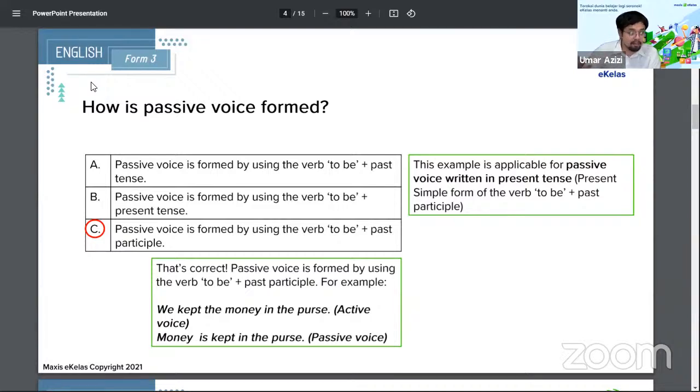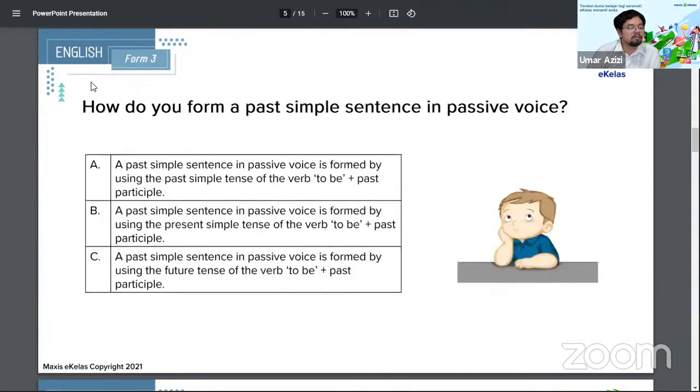So now another term you need to remember is present tense. So write it down. So passive voice written in present tense. So the simple form of the verb to be plus past participle, and which is why you see here money is kept in the purse.